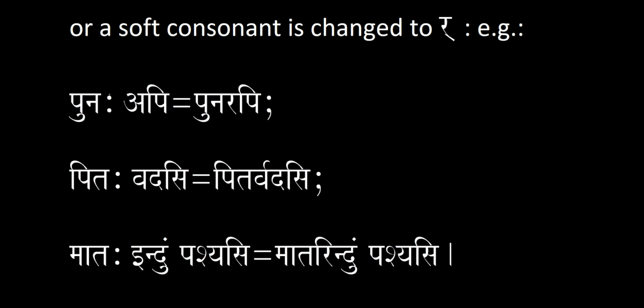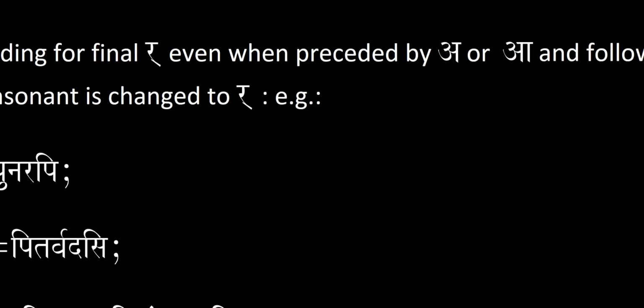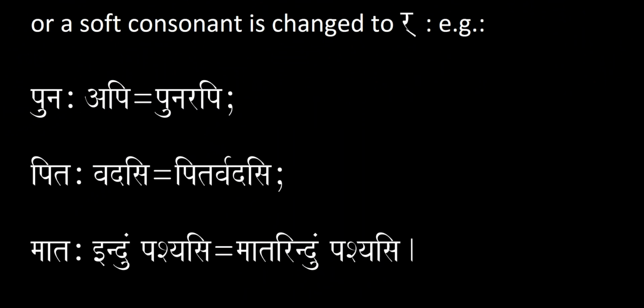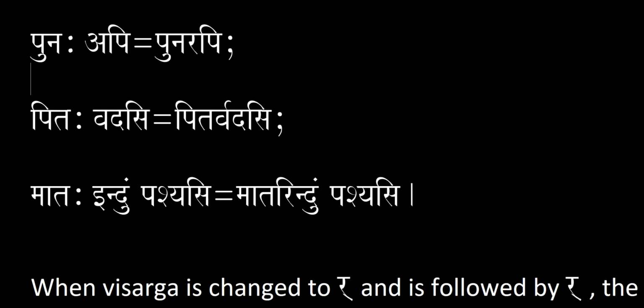So if it is preceded by a or a and then followed by a vowel or a soft consonant, so it's preceded by the a in puna, and then it's followed by a vowel, then it turns back into the ra. So it comes back into punar, so punaha api becomes punarapi. Same for pitaha vadasi, which becomes pitar vadasi. This visarg changes into the ra. The ra is represented by this hook on top of the vadasi.